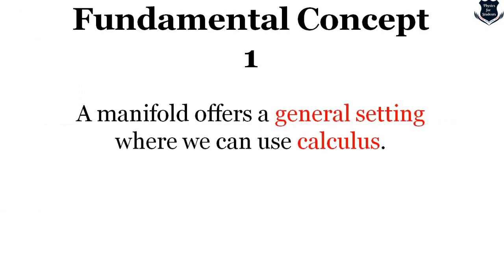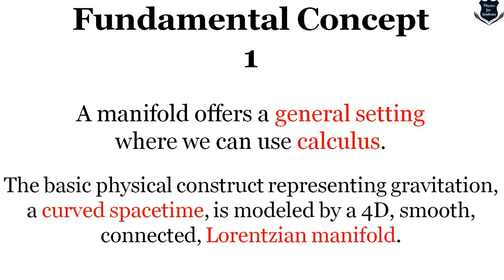The fundamental concept number one coming up first in this video: a manifold offers a general setting where we can use calculus. This is important. The basic physical construct representing gravitation, a curved space-time, is modeled by a four-dimensional smoothly connected Lorentzian manifold. If you don't understand the word smoothly connected, don't worry, I'm not going to expand on that. However, I have got a lecture on what is called a smooth manifold, on the basic concepts of differential geometry. You can go and check out the playlist of differential geometry. We have a very extended and comprehensive video on what is called a smooth manifold.